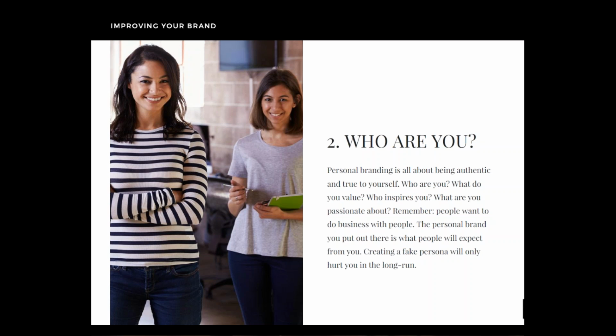One of the most important things I've learned is that people want to do business with people. They don't trust anyone who is putting on a facade. So your personal brand is what you put out there, is what people are going to expect from you, and creating a fake persona will only hurt you in the long run. You definitely don't want to be pretending that you are a very serious person if you like to crack jokes.